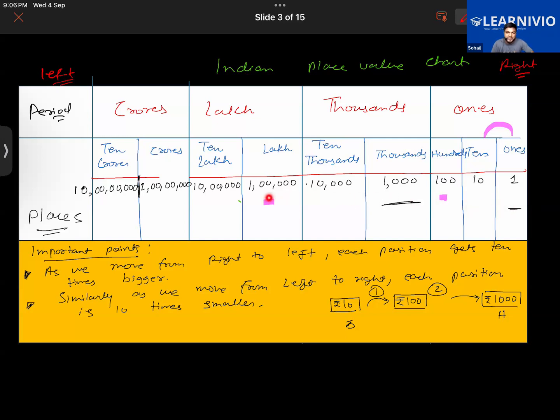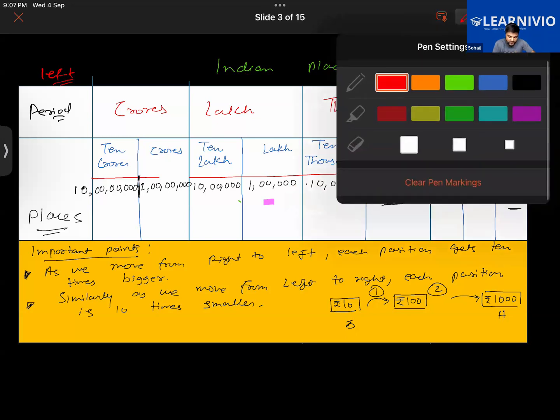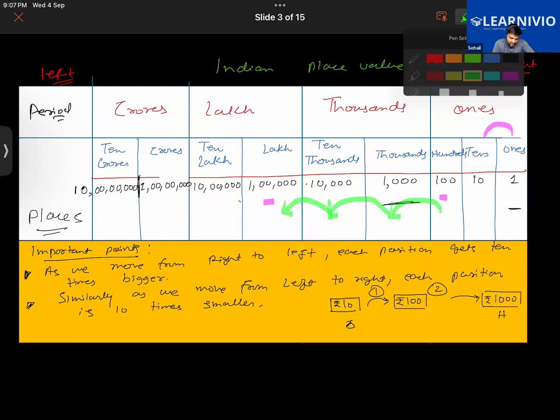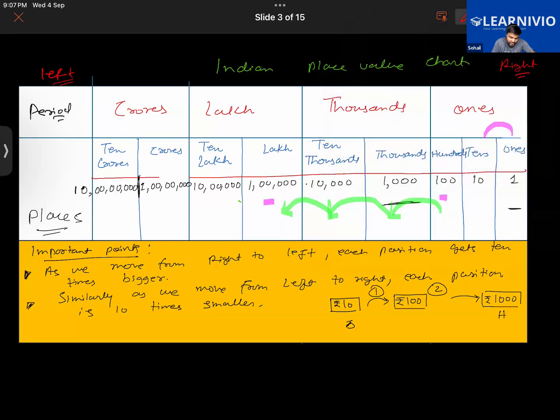Now I have taken this number lakh and the number 100. So lakh is how many times bigger than 100? How many jumps do you have to take in that direction? 1, 2, and 3. In each step, when you move here, the number becomes 10 times bigger. So 10 multiplied by 10 multiplied by 10 will be 1,000.